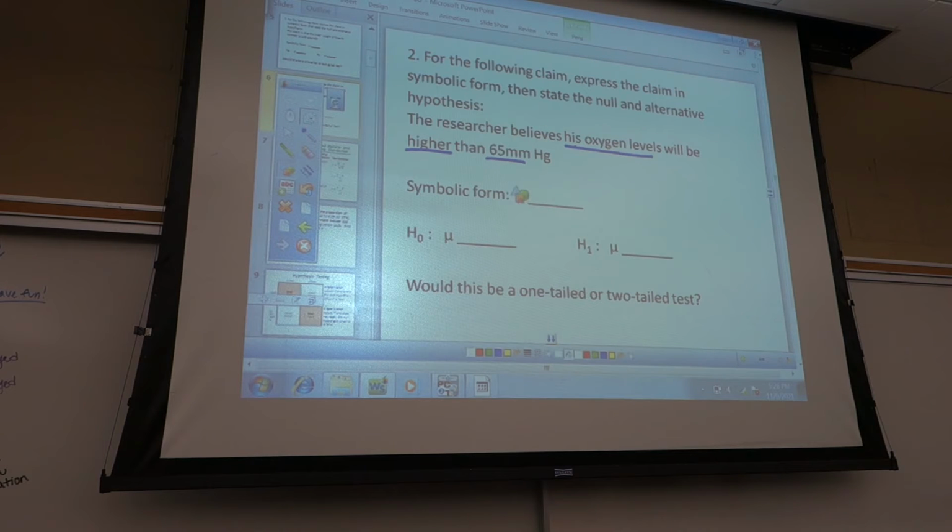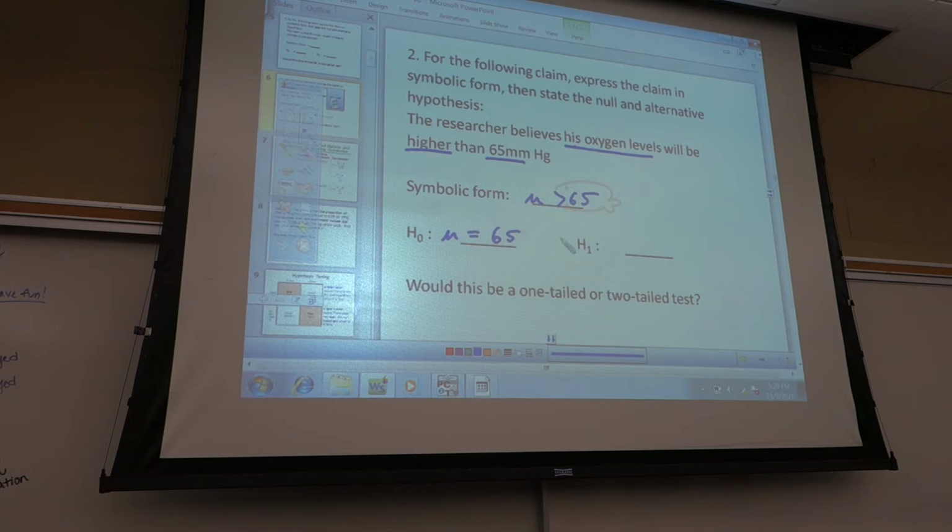So again, what's my claim? His oxygen level mean is going to be greater than 65. Higher. If you can't remember how it goes, remember the little fish? He ate the smaller one because the smaller one's easier to catch. The bigger one is still out there. He's trying to catch him. So mu is greater than 65. My H naught is always, always, always equals. So mu is equal to 65.